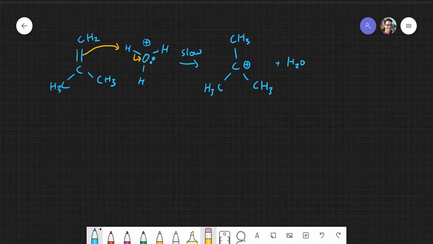Now this intermediate, being positive, is open for being attacked by any nucleophile that comes by, and in this case it's going to be the water molecule. One of the lone pairs on a water molecule can attack that positive carbon. Okay, this step will happen very quickly. Definitely a fast step. No bonds are being broken in this reaction, so it effectively has no activation energy, other than that the molecules have to bump into each other in the right orientation.